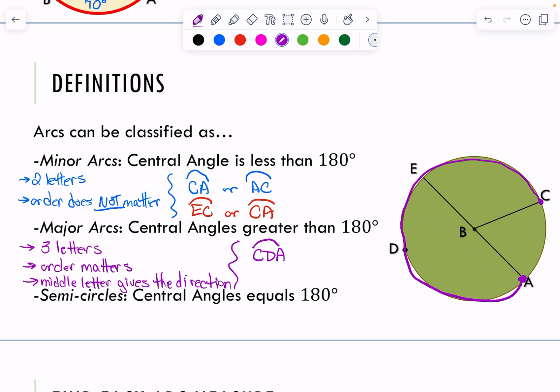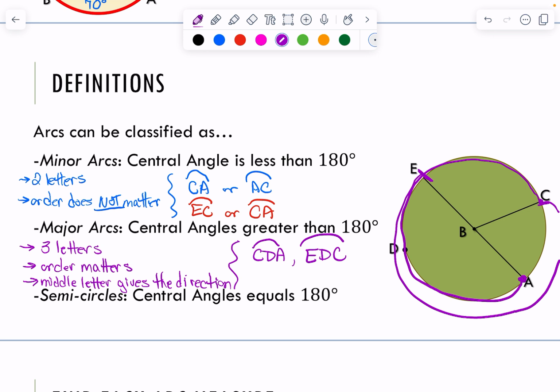Okay? There's another one I could do. I could do something like E. I could do EDC. Another major arc. Starting at E, going through D, all the way back here to C. Okay, more than half the circle.